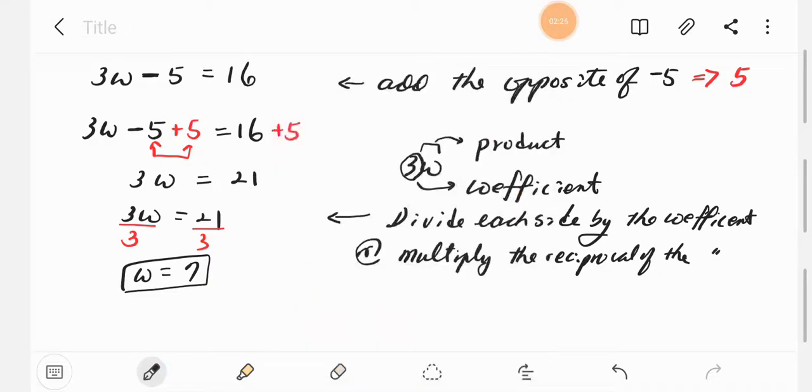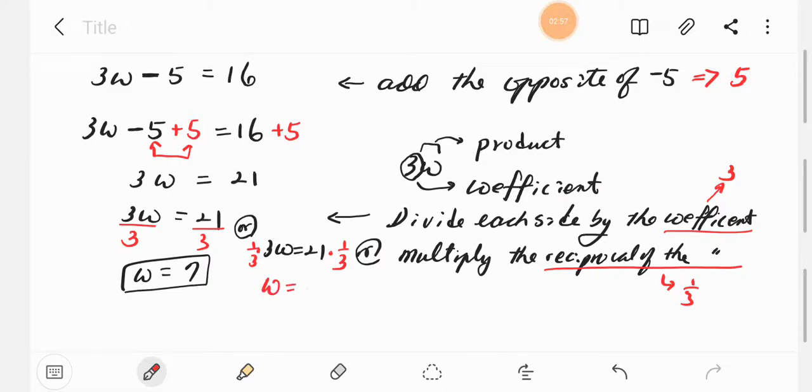Or you can multiply each side by what? The reciprocal of 3. The coefficient is 3, right? So the reciprocal of the coefficient will be 1 over 3. So you can multiply each side by 1/3. So 1 over 3 times 3 becomes 1. So w equals 21 multiplied by 1/3, which is 21 over 3. So that is 7.